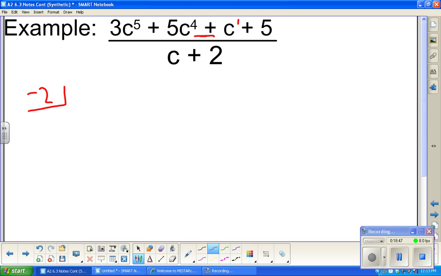So I'm going to write a positive 3, c to the fifth, and just count down. Positive 5 for the c to the fourth. There are 0 c to the thirds. There are 0 c squareds. There is now 1 c to the first and a constant of 5. So those zeros must be there with this method. Okay?